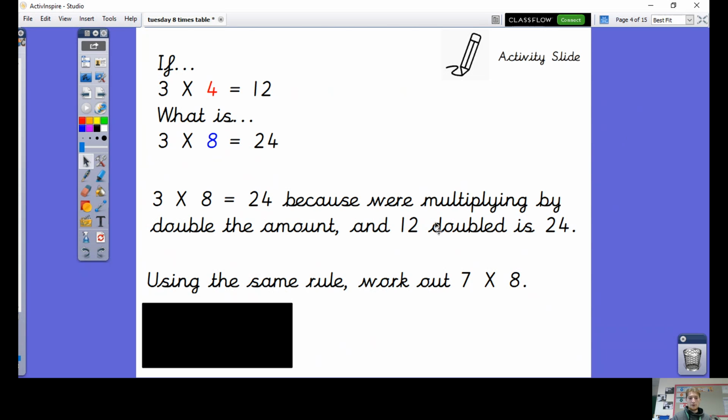Right, using the same rule then, I would like you to work out what 7 times 8 is. So remember, we can do 7 times 4 and double it. That's a really good rule to remember. So pause the video and do that now, and we can go through the answer.